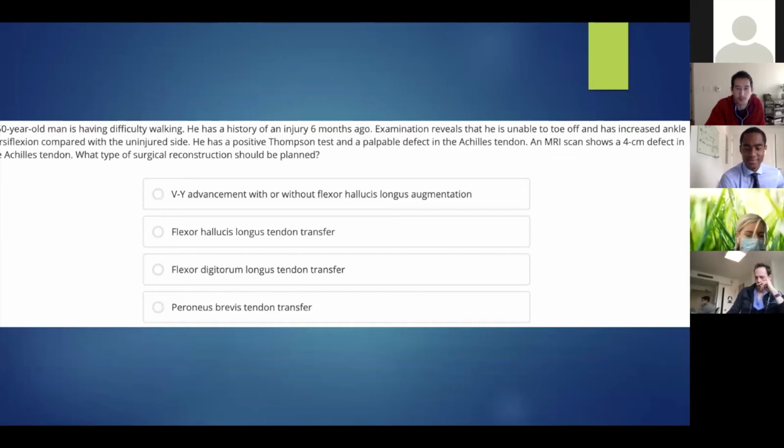All right. 50-year-old male is having difficulty walking. He has a history of an injury 6 months ago. Examination reveals that he's unable to toe off and has increased ankle dorsiflexion compared to the uninjured side. He has a positive Thompson test, a full defect in the Achilles tendon. MRI scan shows a 4-centimeter defect in the Achilles tendon. What type of surgical resection should be planned?